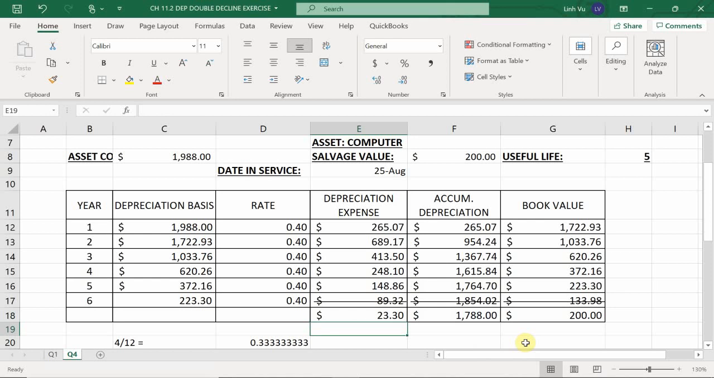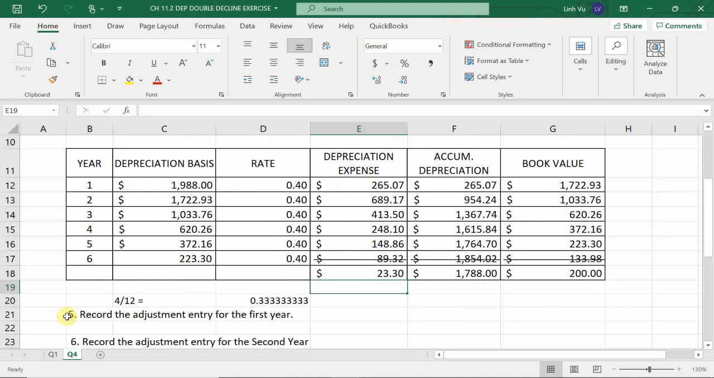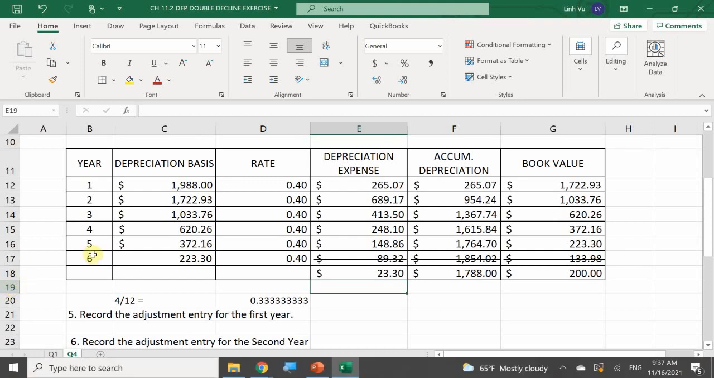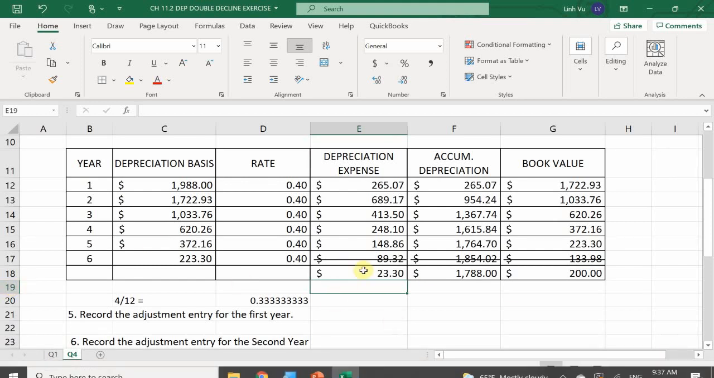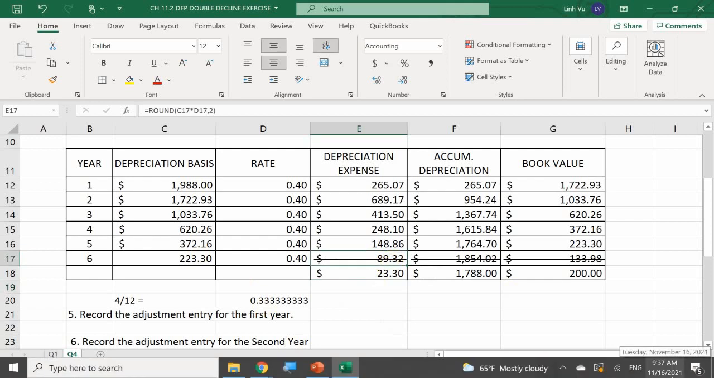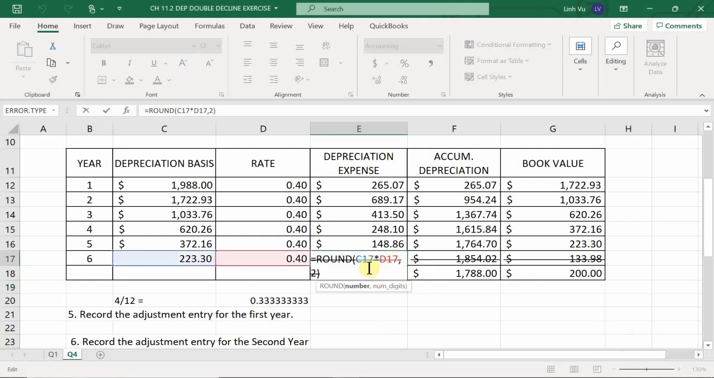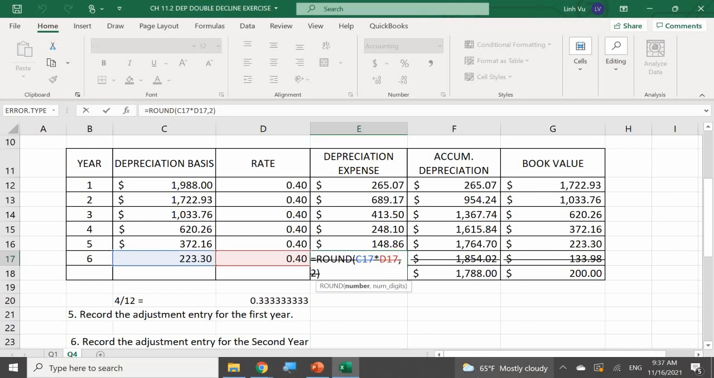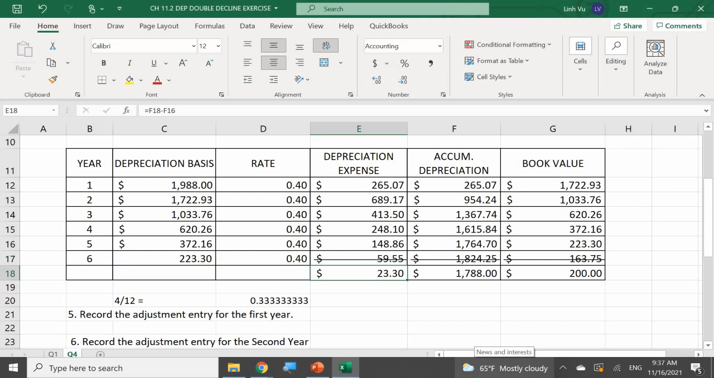This one, you cannot apply the 80% rule here or the 8-month rule because it will not work either. You're going to fall below salvage value again. But it doesn't hurt to try. If I were to modify this and say this is for only 8 months, times 8 divided by 12, that's going to give me 59.55.